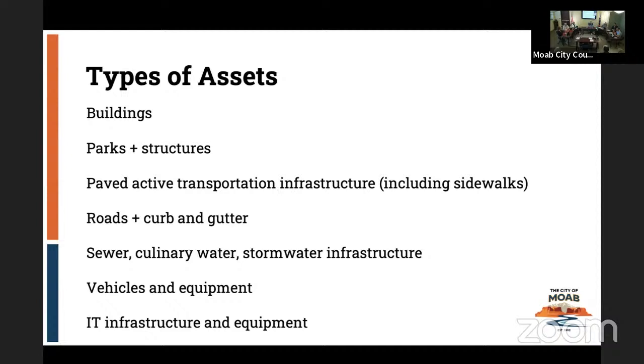And then IT infrastructure and equipment is one that doesn't always get remembered as being considered a capital asset, but given how much of an investment it takes to maintain information technology infrastructure and equipment, it's absolutely something to be considered in the capital asset planning process. Generally our auditors like us to consider anything that costs more than $5,000 and is a physical thing to be an asset for the purposes of planning and preservation.